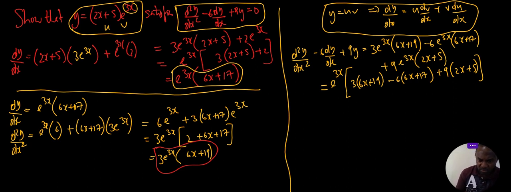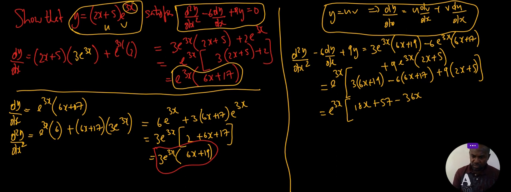So let's check that. We get e to the 3x bracket. Now 3 times 6 is 18x plus 19 times 3, that is 57. Then minus 6 times 6, that is minus 36x. Then 6 times 17, 6 10s are 60, 6 7s are 42, that is minus 102. Then you have plus 9 times 2 is 18x, and then 9 times 5 is plus 45. Now let's see what happens with these numbers inside the square brackets.